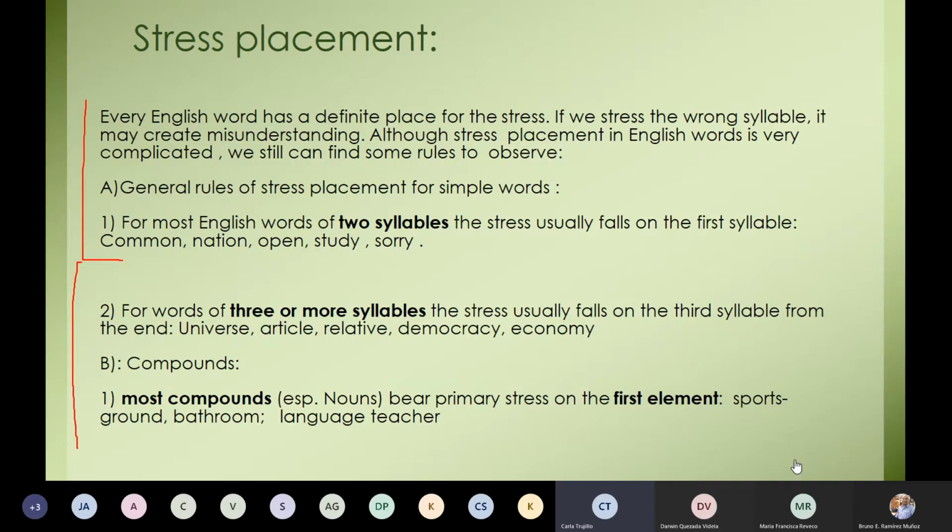For most English words of two syllables, the stress usually falls in the first syllable. Common, nation, open, study, sorry. For words of 3 or more syllables, the stress usually falls on the third syllable from the end. Universe, article, relative, democracy, economy. Compounds. Most compounds bear primary stress on the first element. Sports ground, bathroom, language teacher.